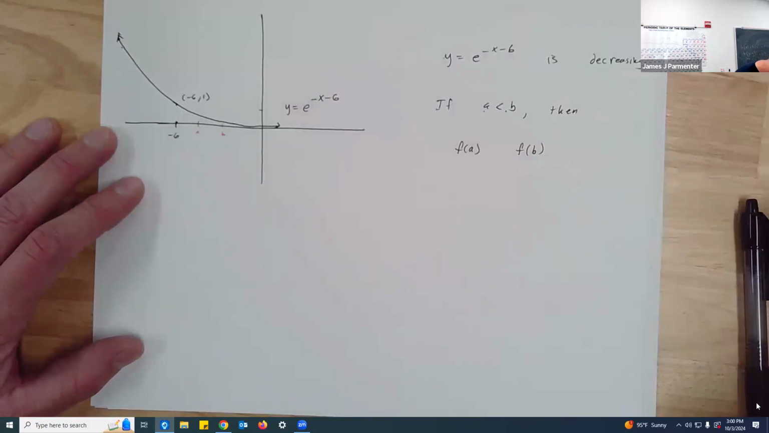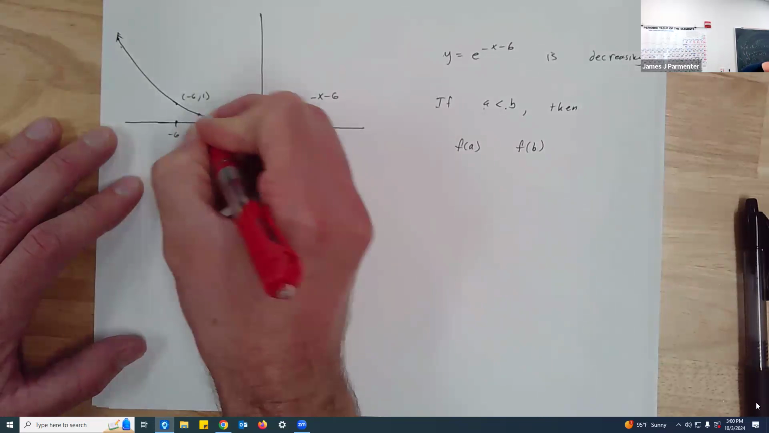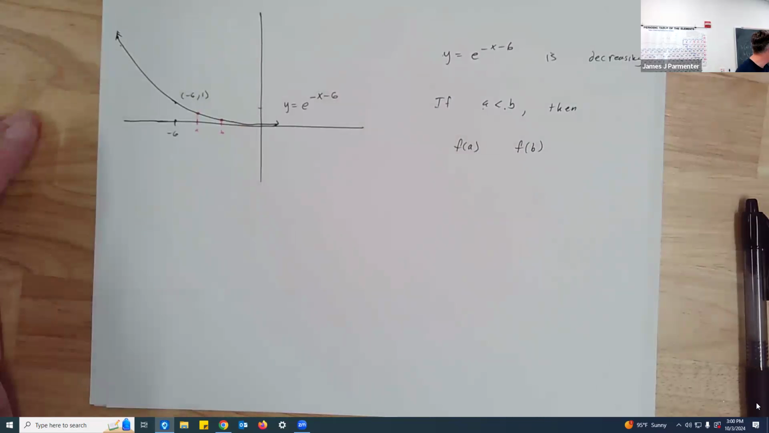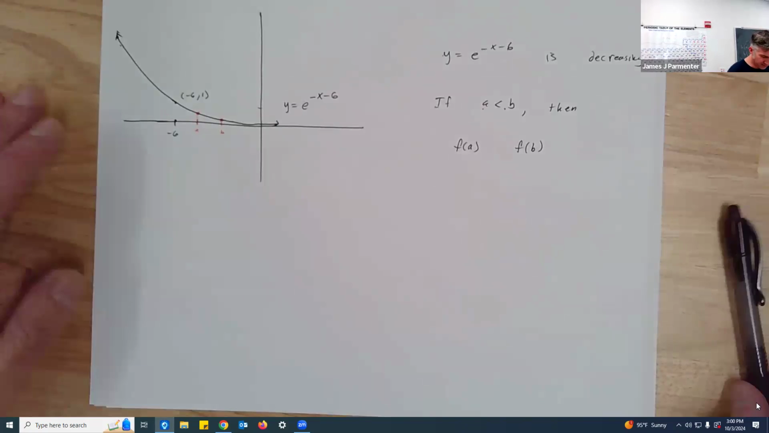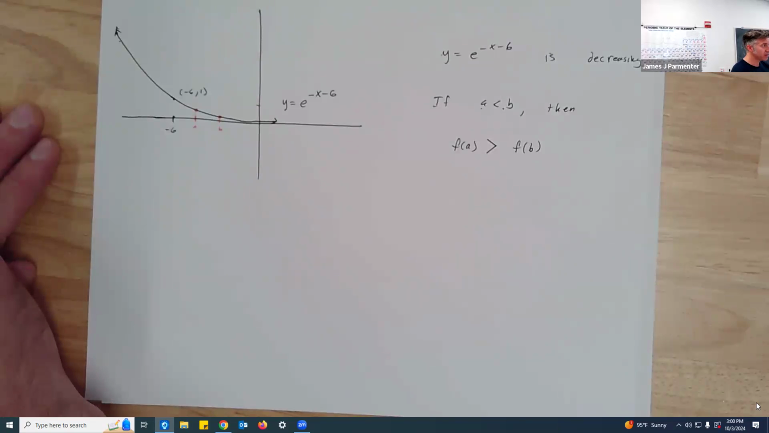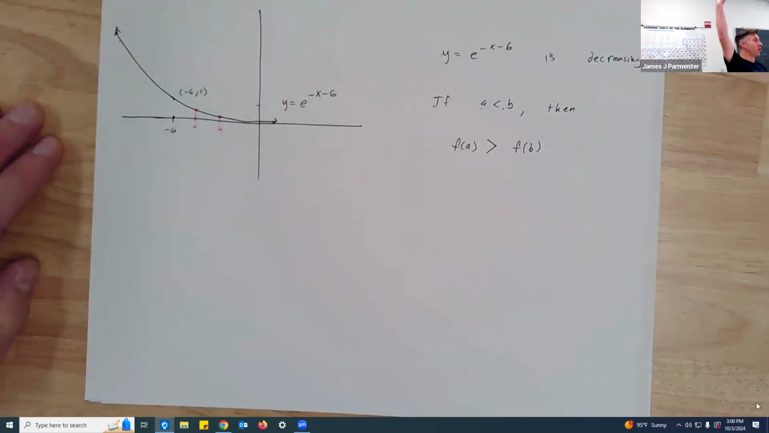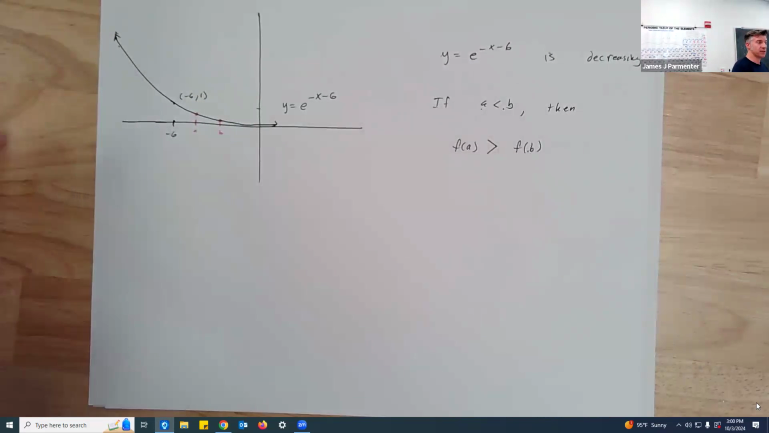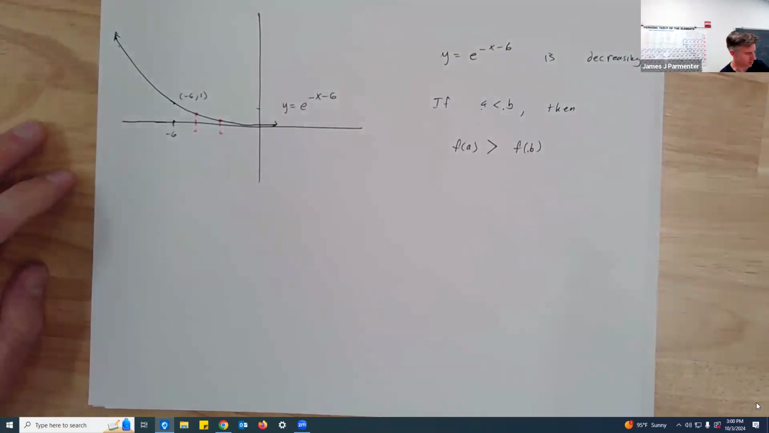So let's take a look. Here's f of A. There's f of B. I know it's kind of hard to see because it's kind of small, but which of those is bigger? The f of A is bigger. So to be decreasing, the left thing has to have the bigger y value and the right thing has to have the smaller y value, which is opposite of increasing, right? Where the left thing has the smaller, and the right thing has the bigger y value. Cool.